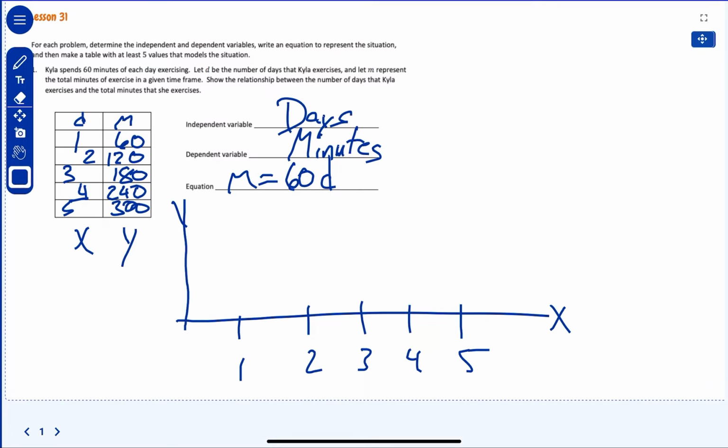Now, on day 1, we know these are all going to be multiples of 60 at least. 60, 120, 180, 240, and 300. Now, you don't have to do this. I just want to show you how your x is always going to be your independent variable. Your y is going to be your dependent. So 1 day is 60. 2 days, 3 days, 4 days, 5 days. Okay, your y depends on your days, right? You see that?